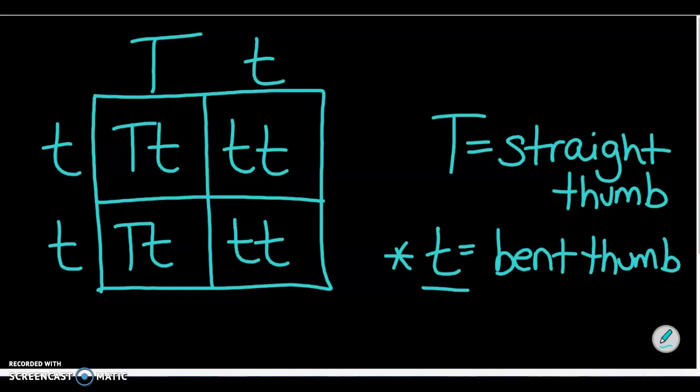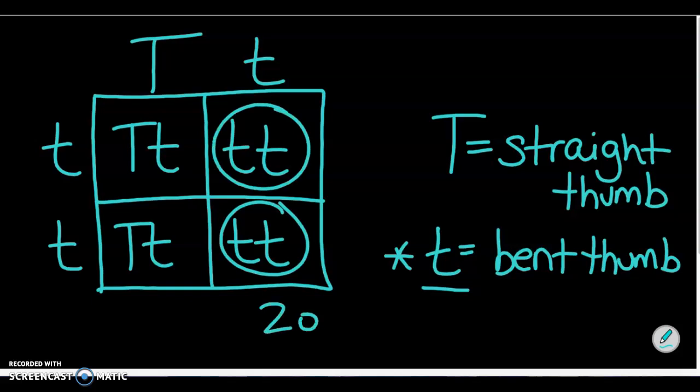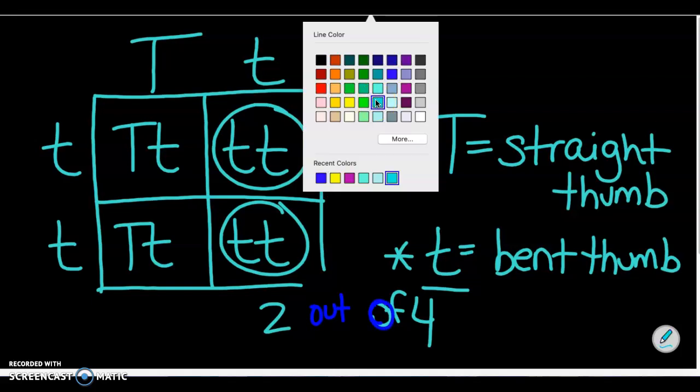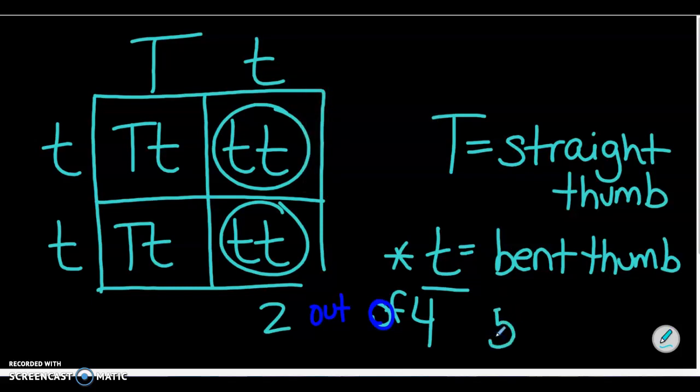Okay, and they want to know what is the probability that one of their children will have a bent thumb. So remember, the bent thumb is our lowercase t, so we can look here. So it looks like we have 2 out of 4. Sorry, I messed that up a little bit. Okay, and then that means that if we have 2 out of 4, it would be 50%. Okay? Hopefully you're getting all these right still. Let's go on to number 4.